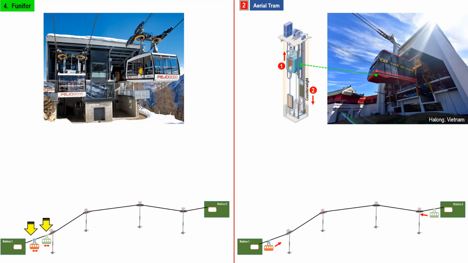In contrast, an aerial tram is like one elevator. When this cabin is positioned here, the other cabin is on the other side, which cannot be seen in this photo. An aerial tram moves like the cabin and counterweight of an elevator.